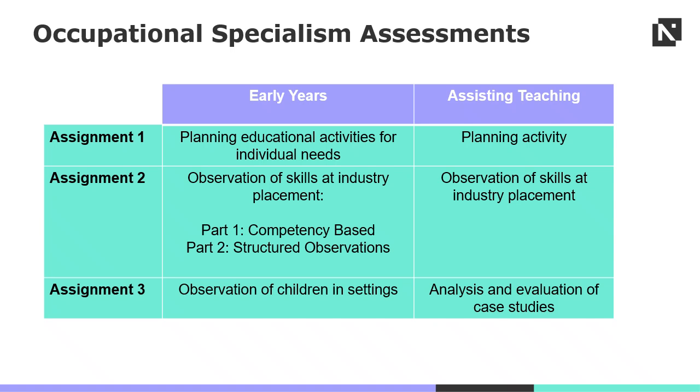Assignment 1 is a planning task in both routes, and Assignment 2 takes place in real placement settings, observing students' performance. Assignment 3 is where the contrast is clearest. Early years educator students complete observation of children in settings, while assisting teaching students complete a written case study analysis.